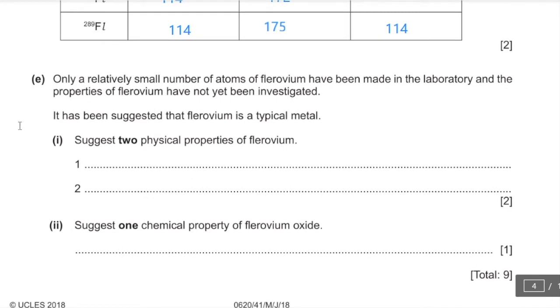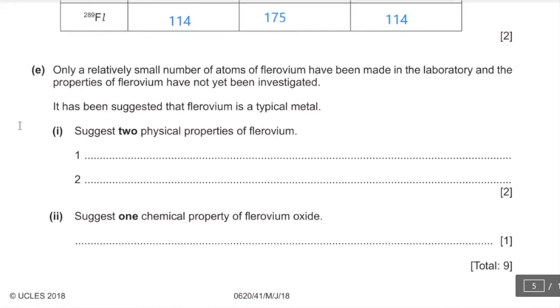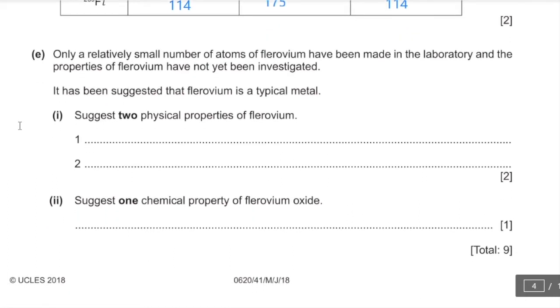Only a relatively small number of atoms of flerovium have been made in the laboratory, and the properties of flerovium have not yet been investigated. It has been suggested that flerovium is a typical metal. 1. Suggest two physical properties of flerovium.